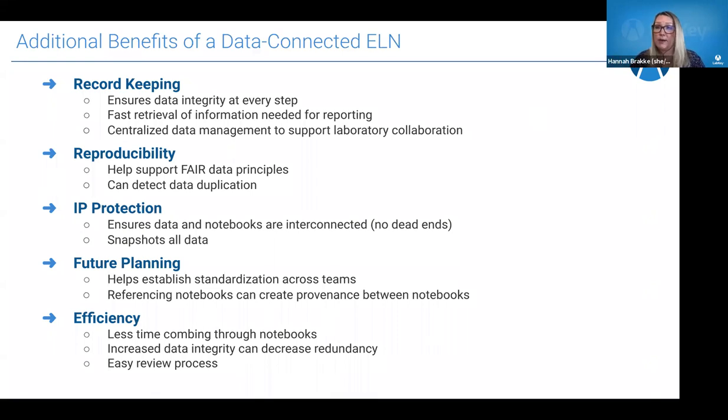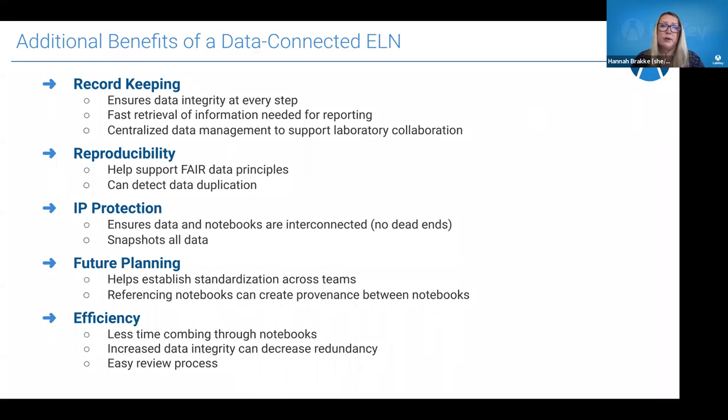Reproducibility, we already talked about with those FAIR data principles, so I'm going to skip over this one. That IP protection component, making sure that there are no dead ends between the actual data and the notebook. So you're really capturing the full picture in every sense. And then of course, having those snapshots. So it's not necessarily a live record once the notebook has been approved.